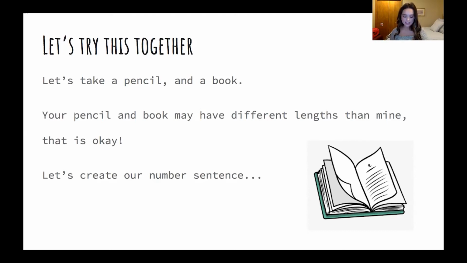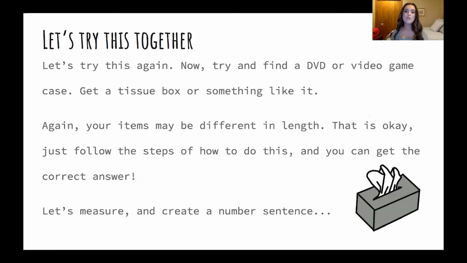And don't forget to label that with the inches symbol, because if you just say 2.5, it's 2.5 of what? 2.5 inches. All right, moving on.